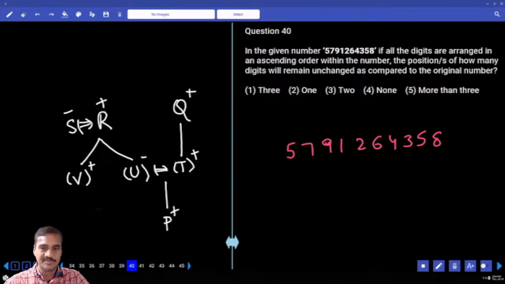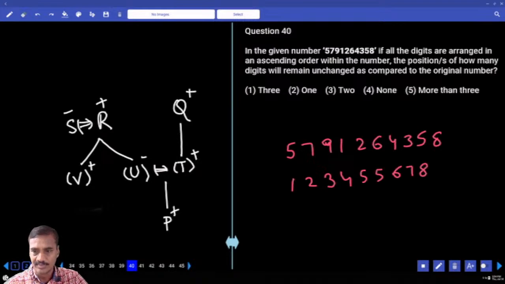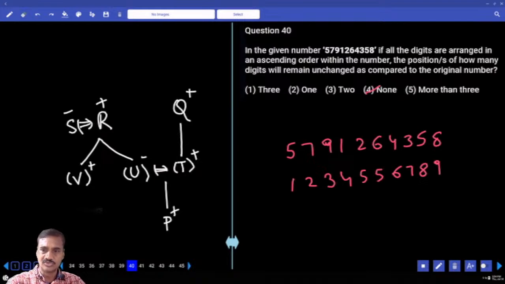Now in the given number, all the digits are arranged in ascending order within the number. What do we do for ascending order? 1, 2. And how many 2s are there? Only 1. Now 3. Now 4. And the next one 5. And there are two 5s. Then 6, 7, 8, 9. Then in this case, the positions of how many digits will remain unchanged compared with the original number? None. There is no digit that remains at the same place.